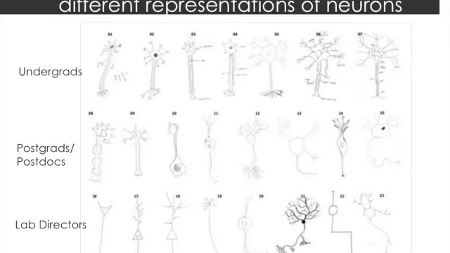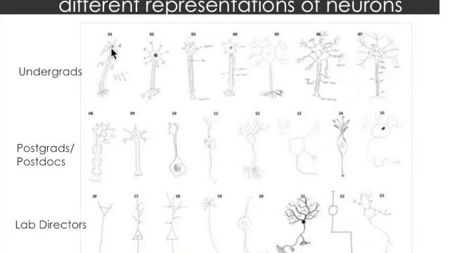And then I'm going to show you what postgraduates and postdocs' drawings look like, and lab directors' drawings. Now, this is actually published work on neuroscience education that was done by Hay et al. in 2013. What they did was ask undergrads, postgrads, postdocs, and lab directors of neuroscience labs to draw neurons. Now, if you look at what seven of these undergraduates are drawing, the neurons look remarkably similar, right?